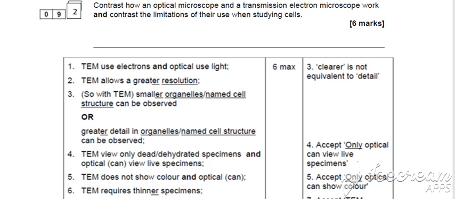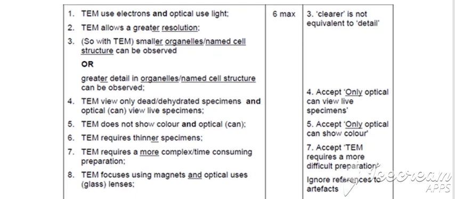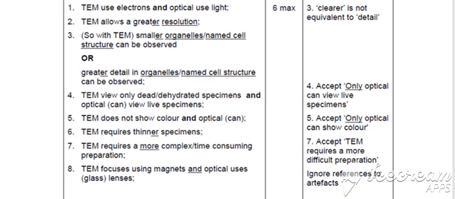However, with the transmission electron microscope, you can only see dead or dehydrated specimens. With an optical microscope, you can view live specimens. The transmission electron microscope doesn't show colour, whereas an optical can. The transmission electron microscope requires a thinner specimen. The ERs are underlined because they must be a comparative. You can't just say that it requires a thin specimen. It's the idea that it is thinner.